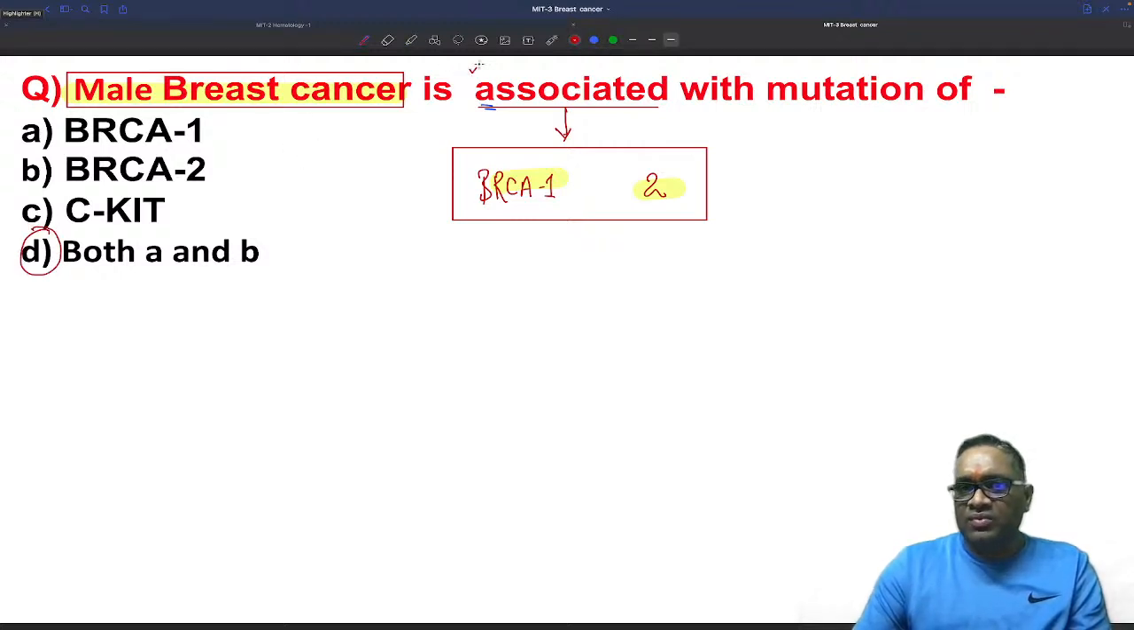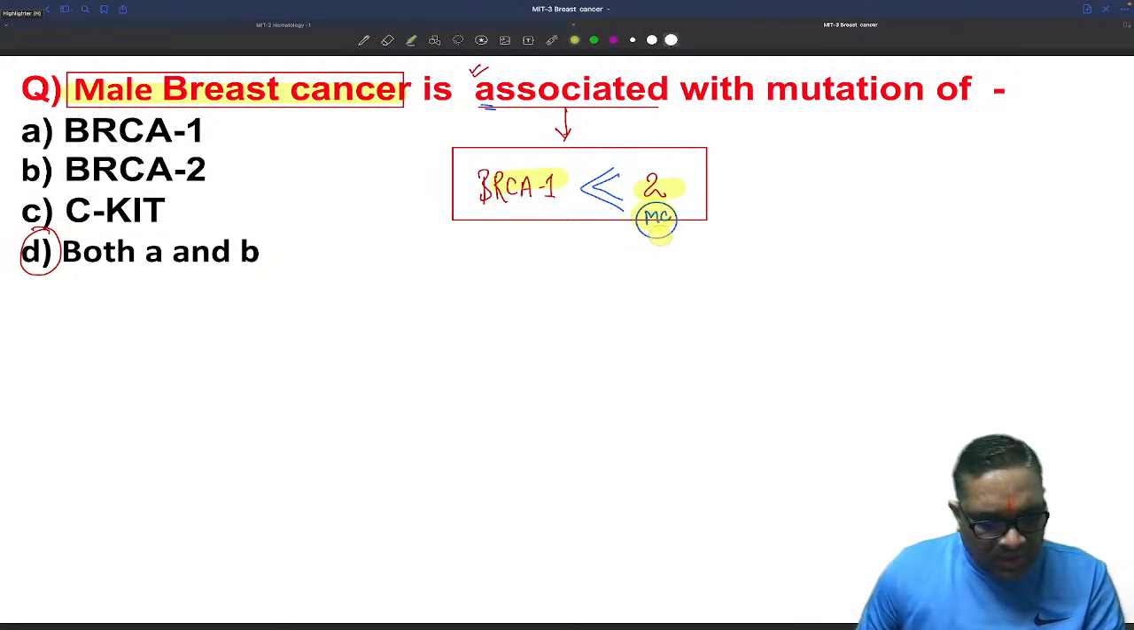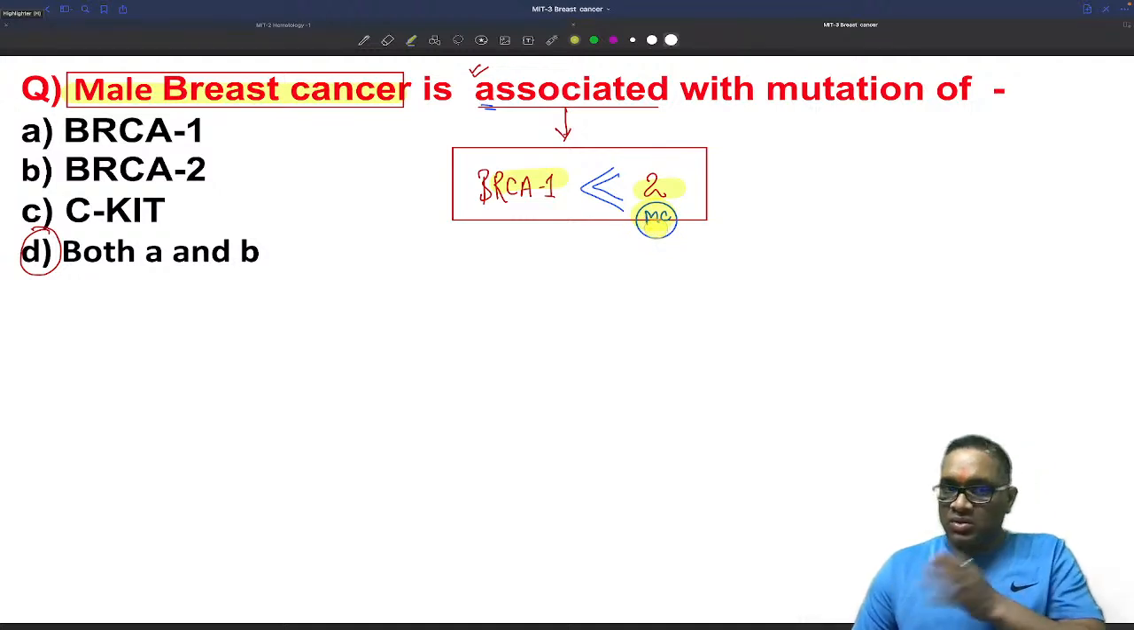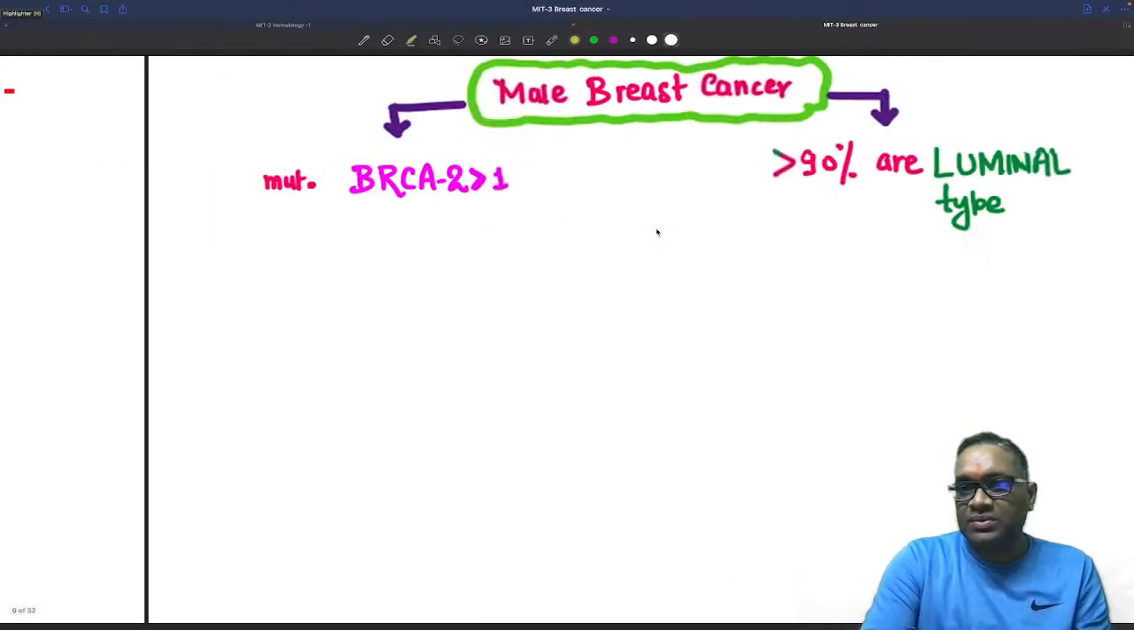So that is why you have to look at the language. If the examiner had asked which is most common, then your answer will be BRCA2, which is most commonly associated with male breast cancer, right? So now you got this point. So please check this language. This was the DNB and NEET question. This is how the examiner will be asking, right? If the examiner is asking most commonly, then your answer will be BRCA2. So this is how you have to solve this question. This is a little bit dangerous question, right?